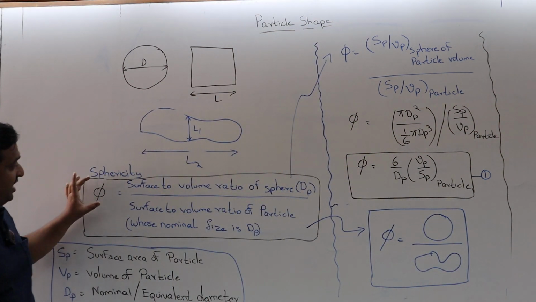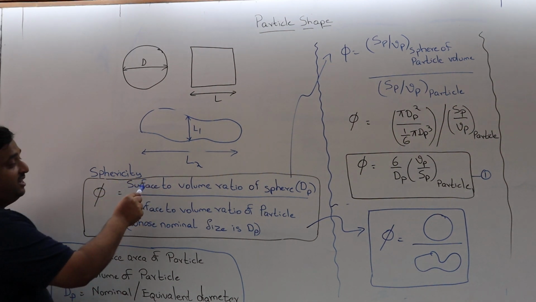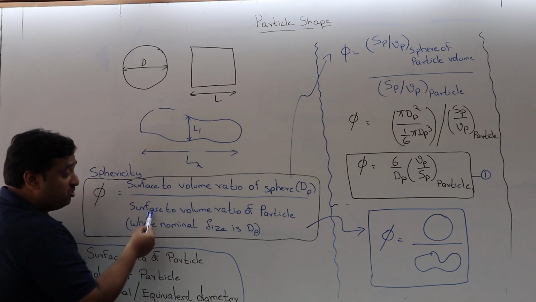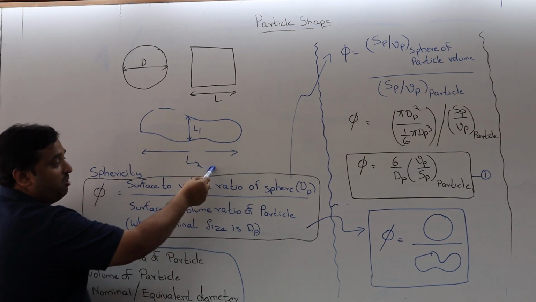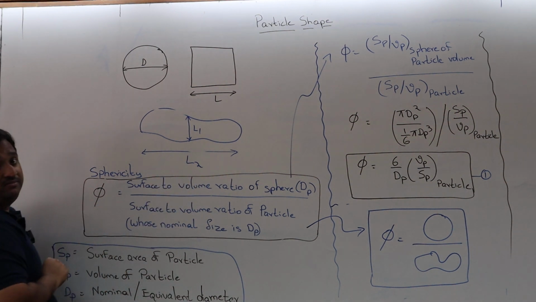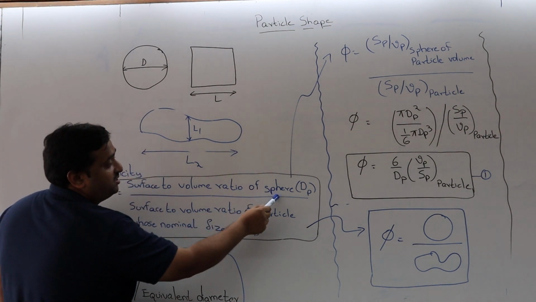There are no units for sphericity, because the numerator is a surface to volume ratio and the denominator is also a surface to volume ratio. The units cancel out, and sphericity is a dimensionless number. The numerator is the surface to volume ratio of the sphere of diameter dp.